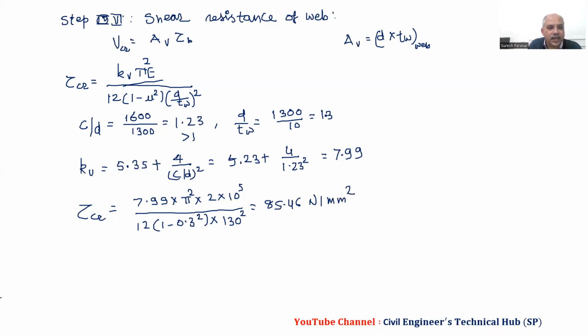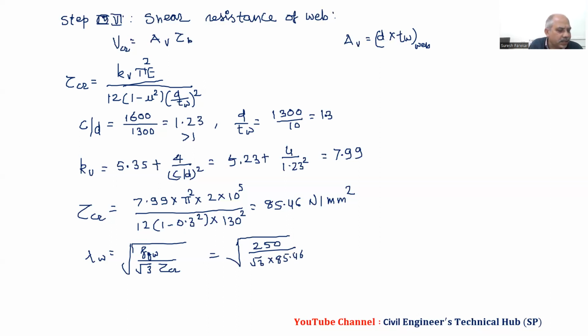Then we have to calculate lambda W, that is equal to root of fyw divided by root 3 tau CR. Then if we put this value, we have 250 divided by root 3 into 85.46, and we will have this value, that is equal to 1.3.